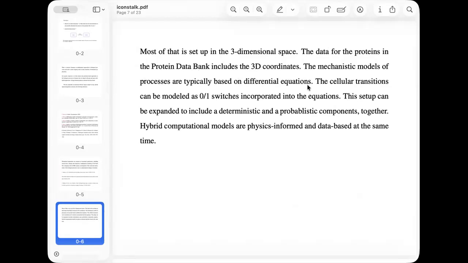The mechanistic models of processes are typically based on differential equations. The cellular transitions can be modeled as 0-1 switches incorporated into the equations. This setup can be expanded to include deterministic and probabilistic components together. Hybrid computational models are physics-informed and data-based at the same time.